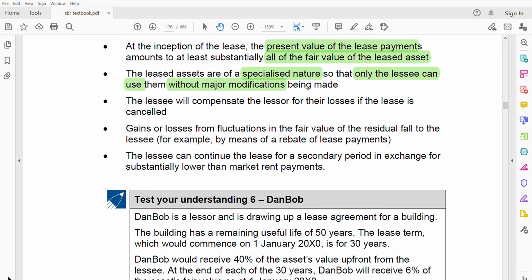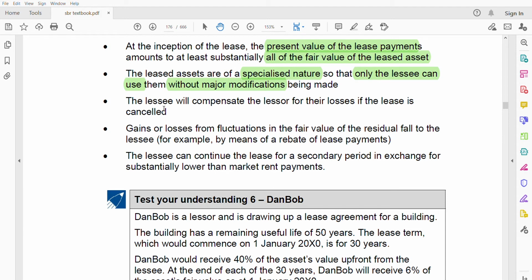But if it was a common asset that everyone can take on a lease, they will not take the ownership of it. They will just take it on lease and give back the payment to the lessor. After the lease term gets over, that's it. If it is a common type of asset, that's the case. But if it's of specialized nature, it's more likely that the ownership of that asset will be transferred to the lessee at the end of the lease term.